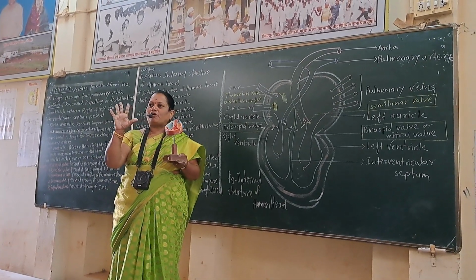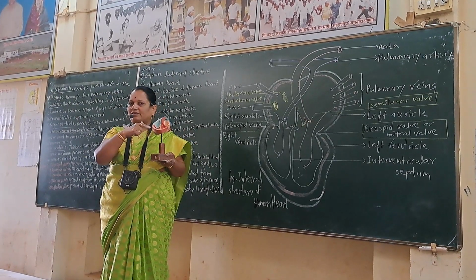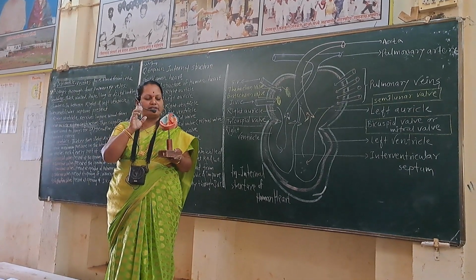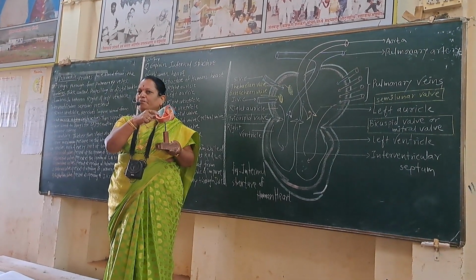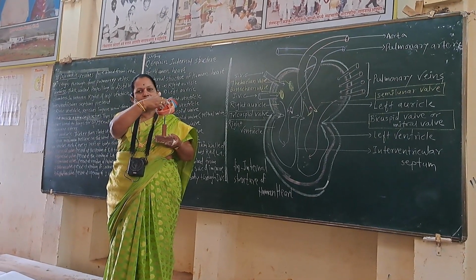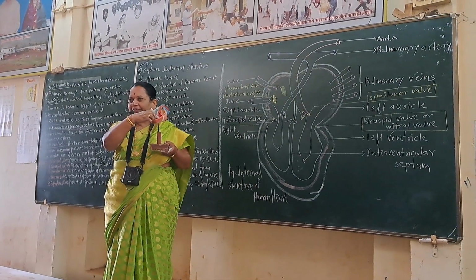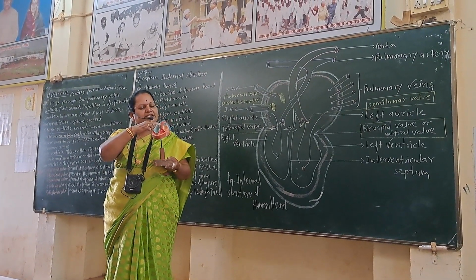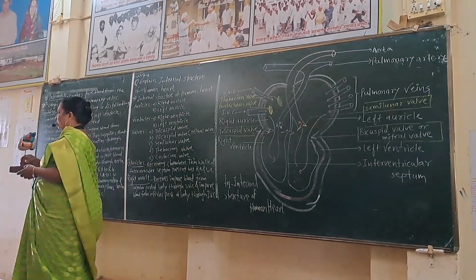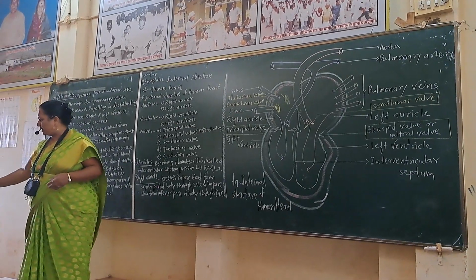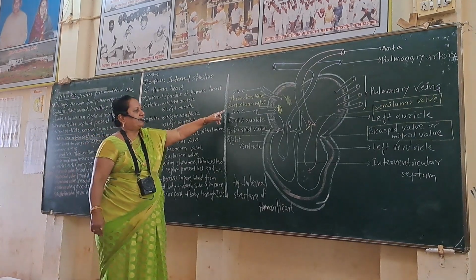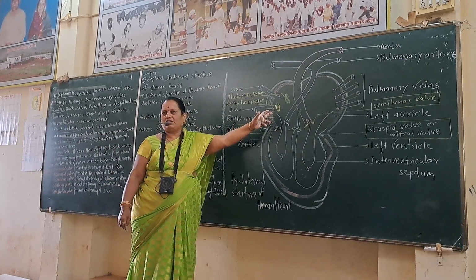There are 5 types of valves present in the heart, which keep blood flowing in one direction or regulate the blood flow inside the heart. First type of valve is called the tricuspid valve, present at the opening of right auricle and right ventricle. Bicuspid valve is present at the opening of left auricle and left ventricle. Semilunar valves are present at the opening of aorta and pulmonary artery. Thebesian valve is present at the opening of coronary sinus, and Eustachian valve is present at the opening of IVC in the right auricle.